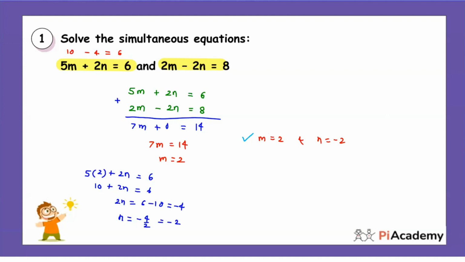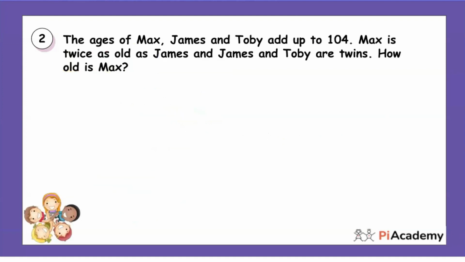The next question is an age problem, and we already know how to solve age problems. I'm reading this question, and then you can try to solve it, and then I will show you the working, okay? The ages of Max, James, and Toby add up to 104. So this is your first equation: there are 3 persons and their ages add up to 104. Next, Max is twice as old as James. So this is the comparison between Max and James. And the next comparison is James and Toby are twins, so they have the same age, right? And the question is how old is Max.